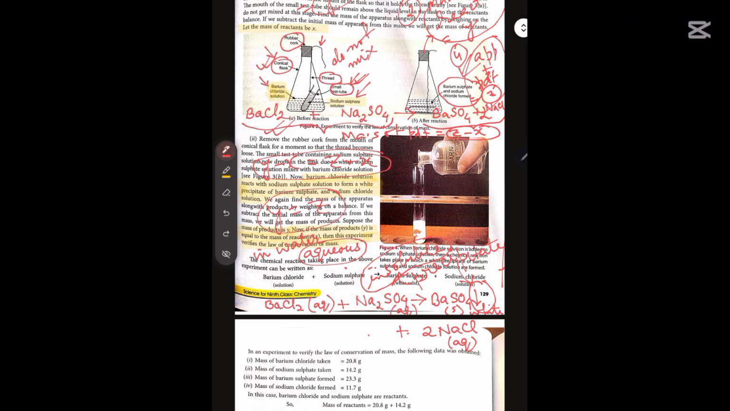So it is essential to give the downward arrow, and to write that it is white in color. And the rest are all aq. They are aqueous, meaning BaCl2, barium chloride, is soluble in water, sodium sulfate is soluble in water, and in the product, 2NaCl is also soluble in water.